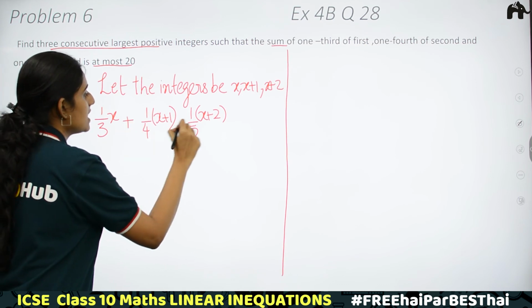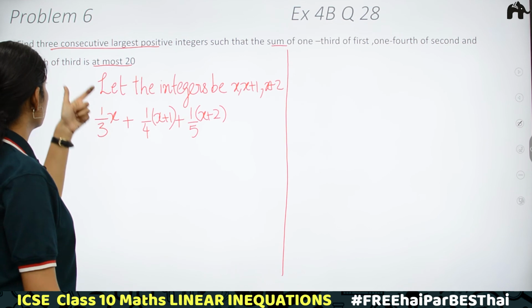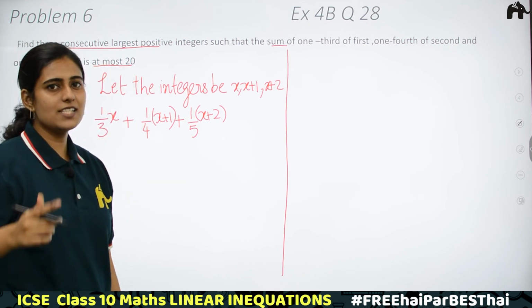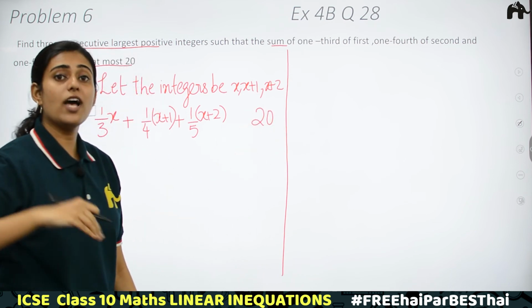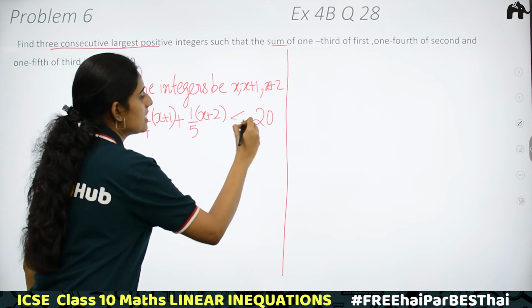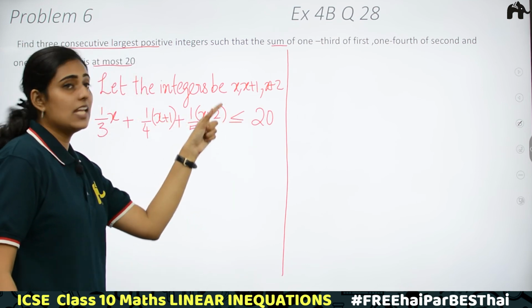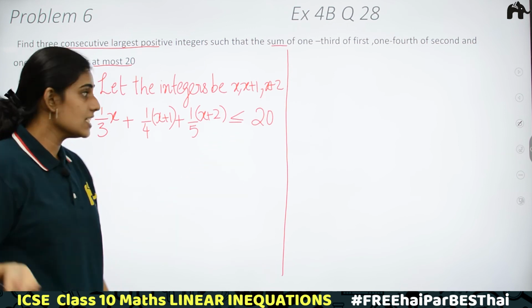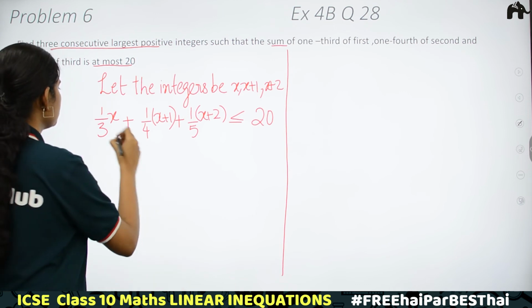When we take the sum of this, we'll be getting at most 20. At most 20 means, as I said, the maximum value can be 20. It cannot go above 20. That is less than or equal to. The value obtained can be less than 20 or equal to 20, not greater than 20. Okay. Now let's solve this part.